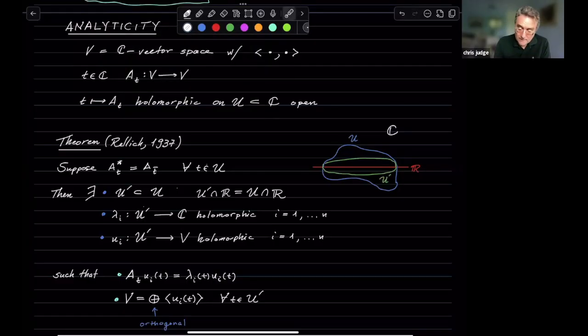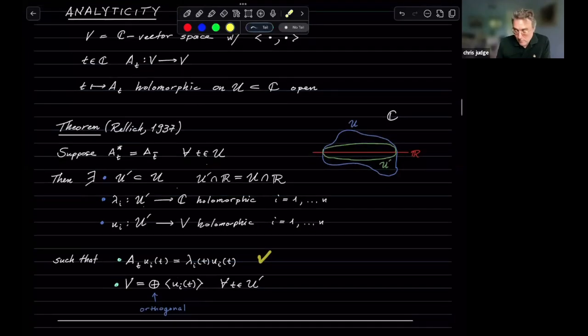So these are eigenfunctions, right? And moreover, for each individual t in this interval, V can be written as the sum of the eigenspaces U_i(t). And it's an orthogonal direct sum if t is in R. Of course, because of symmetric matrices. I should point out, when t is in R, this condition is just saying that A is symmetric.